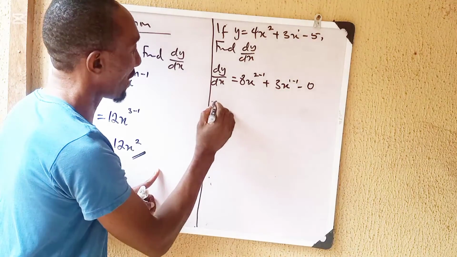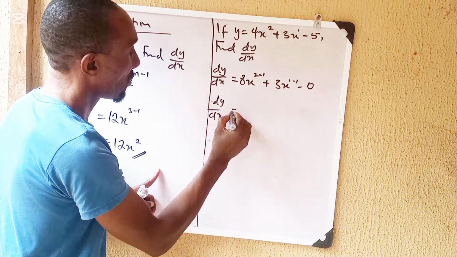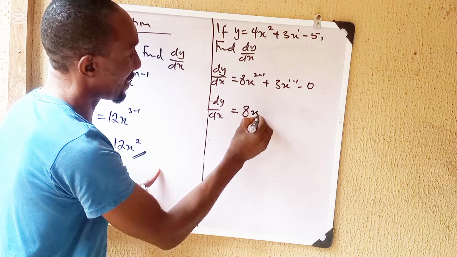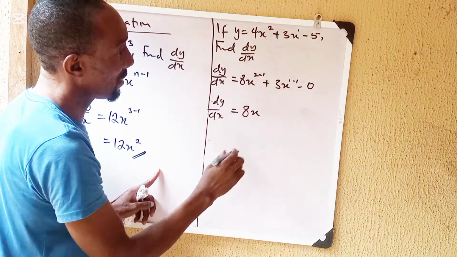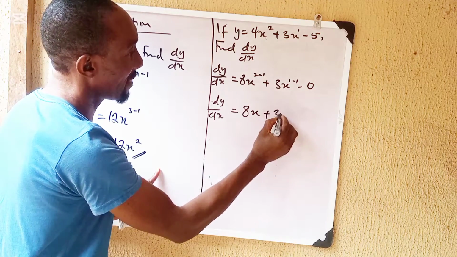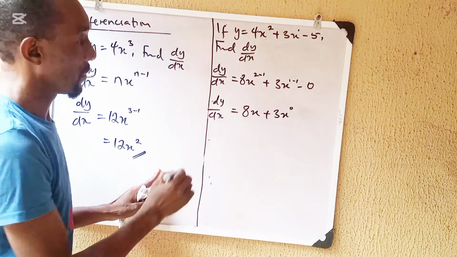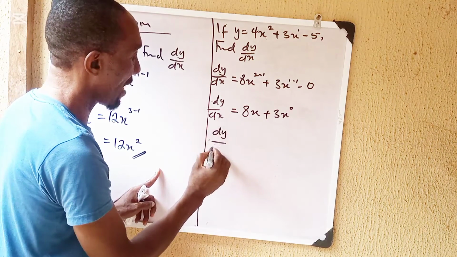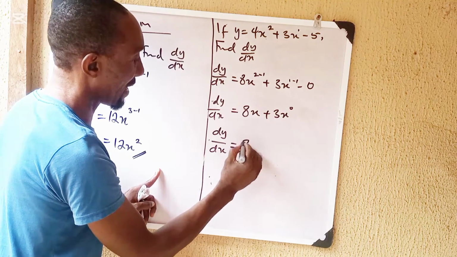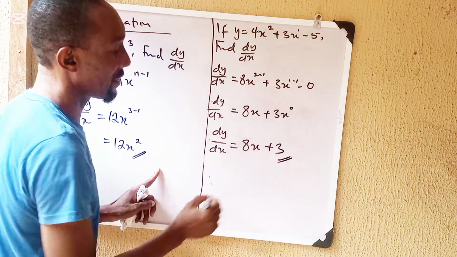So here we now have our dy/dx giving us 8x. This is 2 minus 1, which is 1, so plus 3. 1 minus 1 is 0. So finally we have that our dy/dx gives us 8x plus 3.